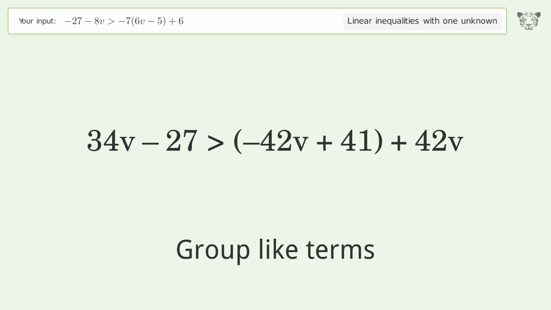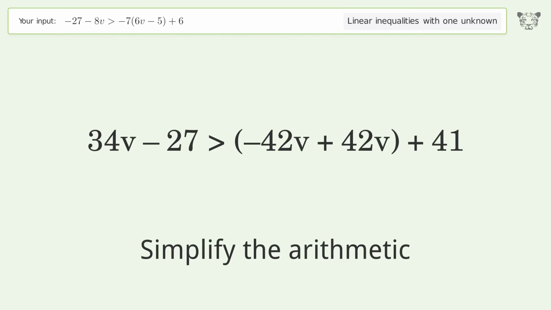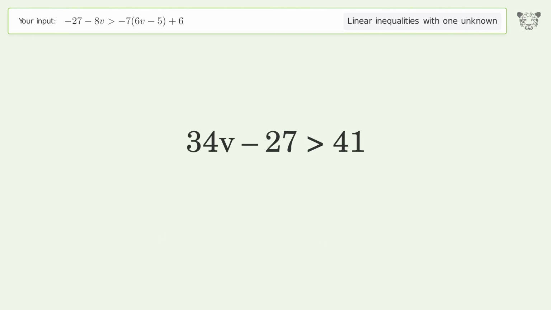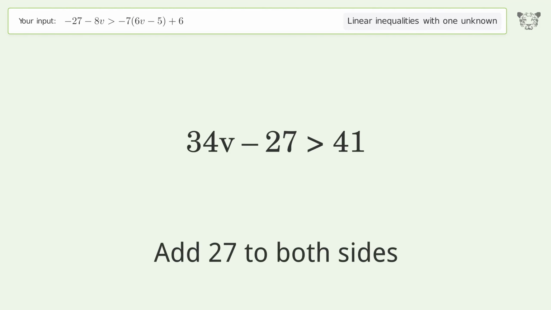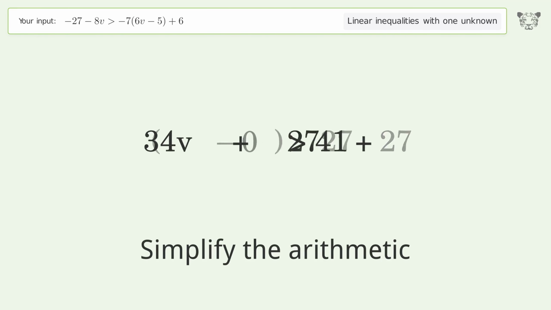Group like terms. Simplify the arithmetic. Group all constants on the right side of the inequality. Add 27 to both sides. Simplify the arithmetic.